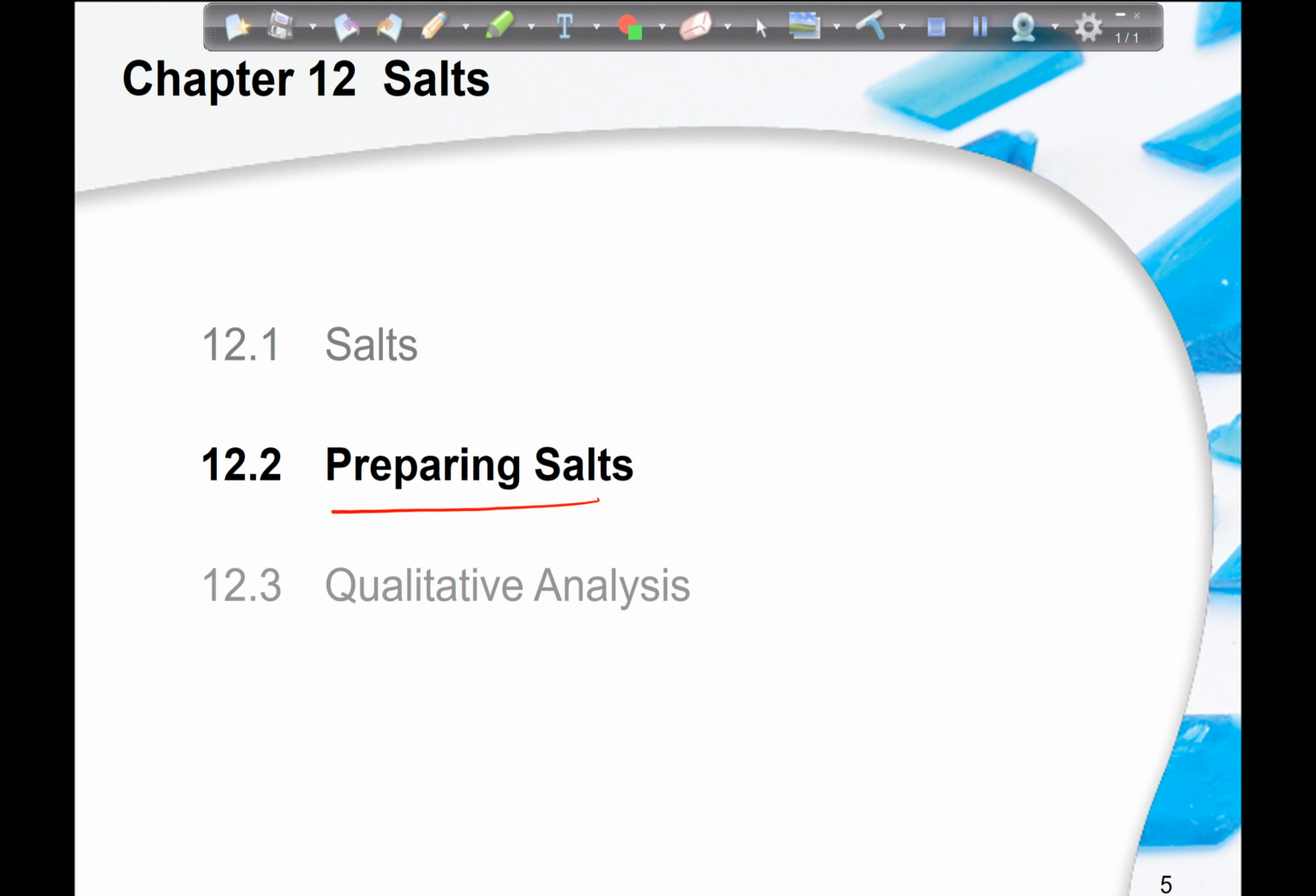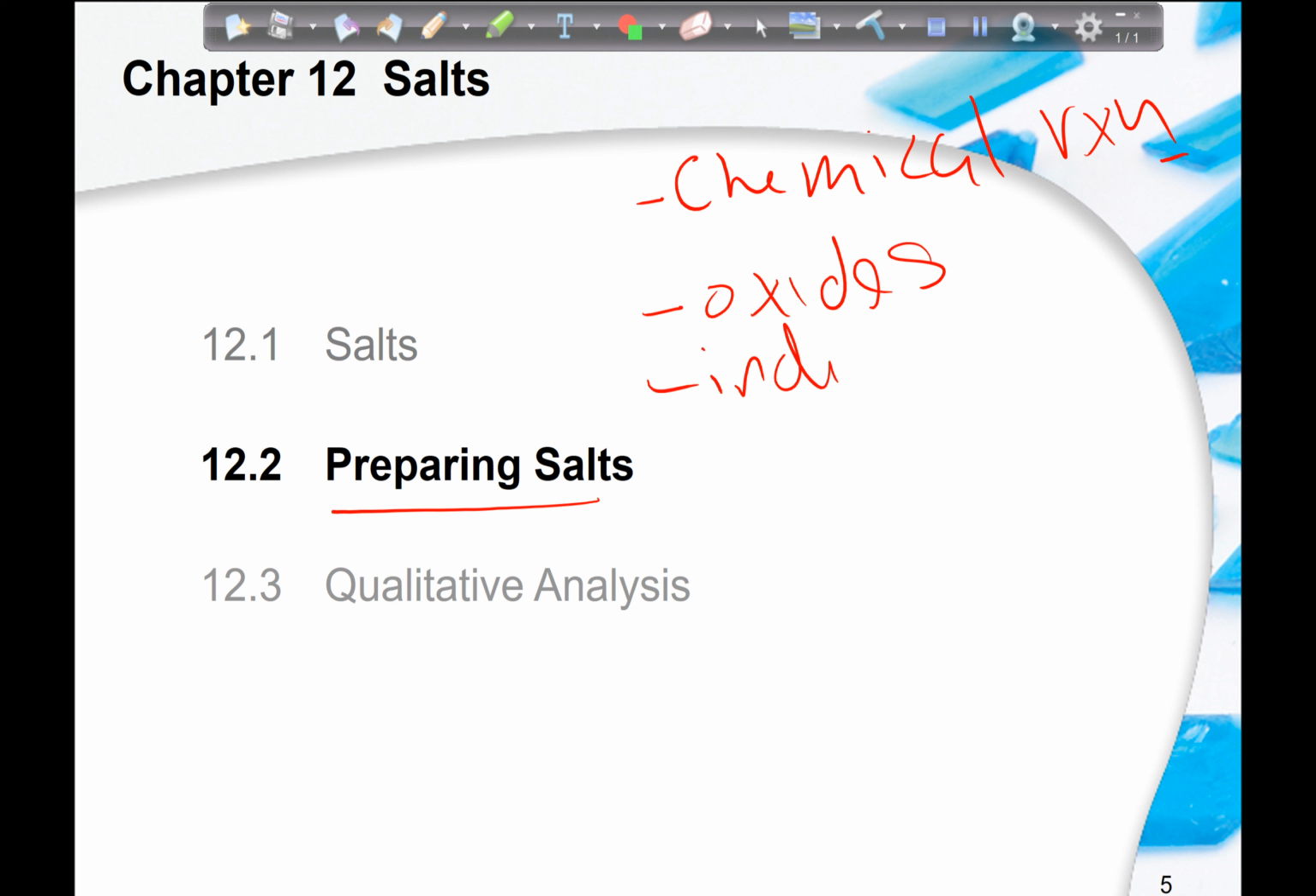By now we should be well versed with all the chemical reactions of your acid and alkali, as well as the different types of oxides and indicators, and what's very important, your solubility table.